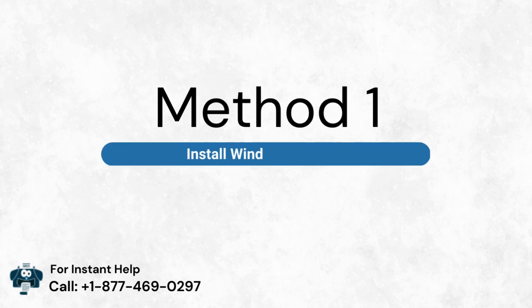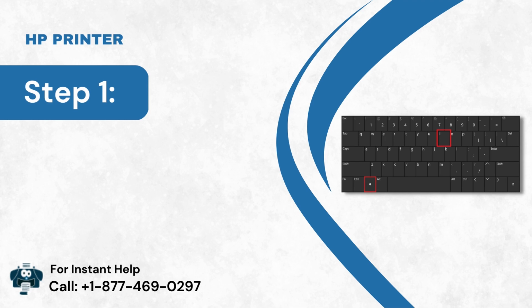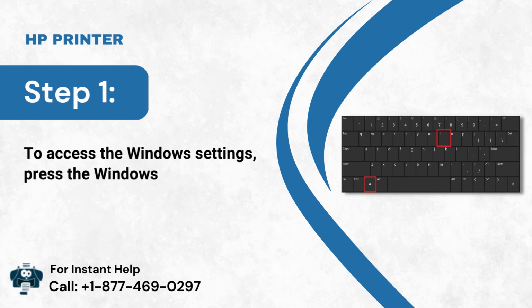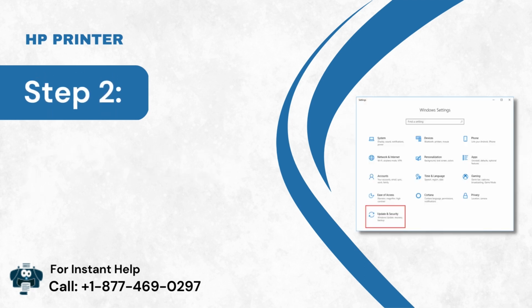Method 1. Install Windows updates. Step 1. To access the Windows settings, press the Windows logo and I keys. Step 2. After that, click on Update and Security.